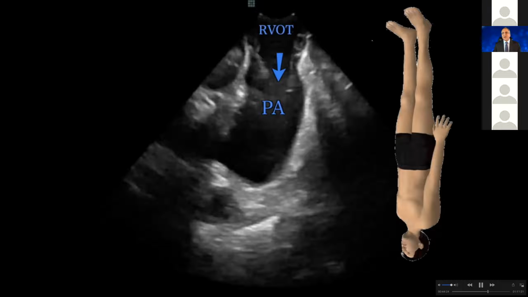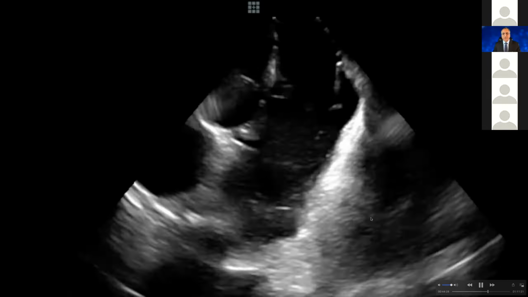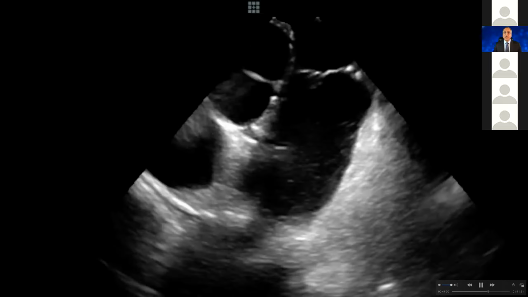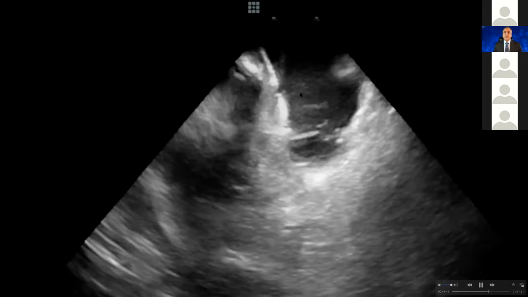So this is a kind of upside down view, like the patient's legs are here, feet are here, and the patient's head is this way. So this is an upside down view, and you can see the RVOT, you can see the pulmonary artery, right coronary cusp and left coronary cusp. So you can appreciate the proximity of them to each other.